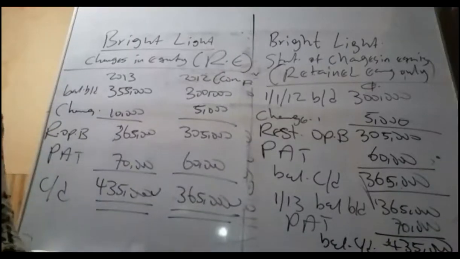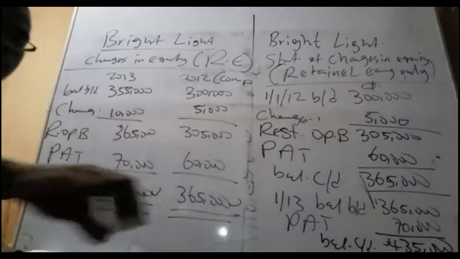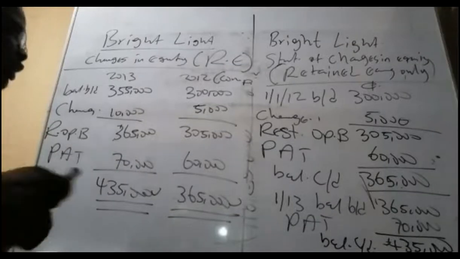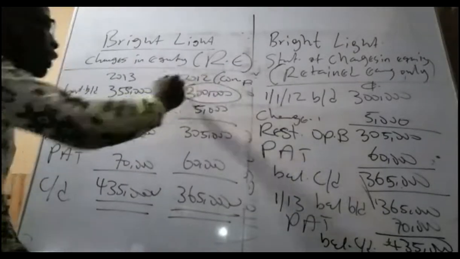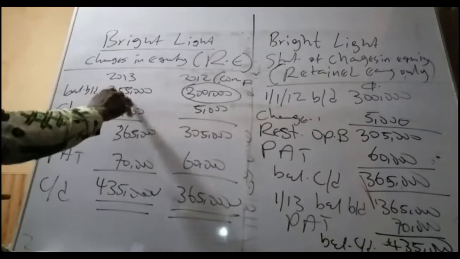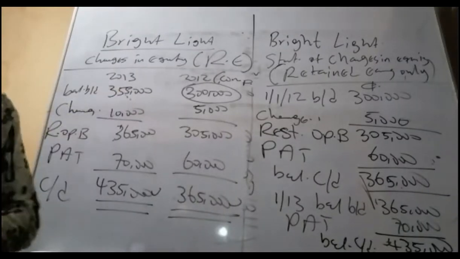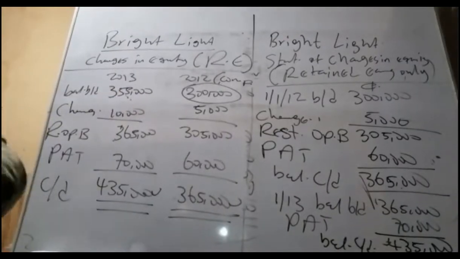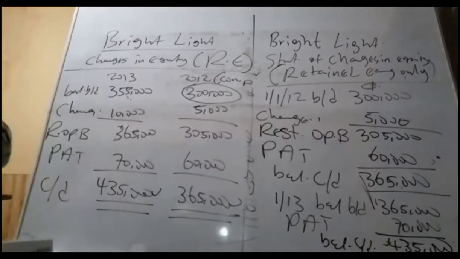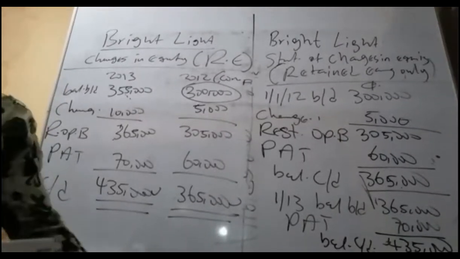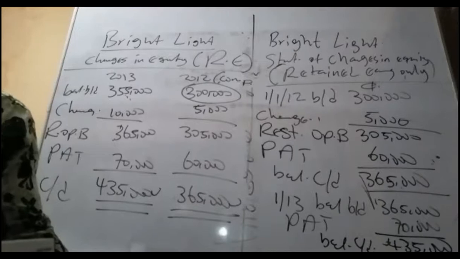Have you seen the question that we just solved? The examiner gave us just this opening balance. Just this opening balance. Then we calculated this by ourselves. That's what we've done in this question. So take note that the examiner might not do that. Now let's continue with the question.